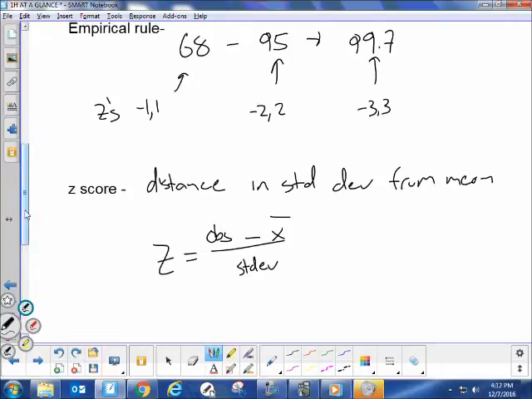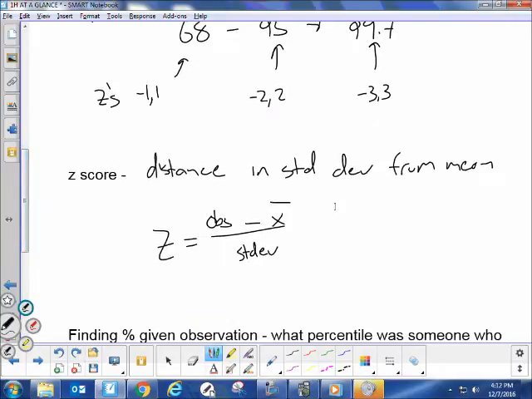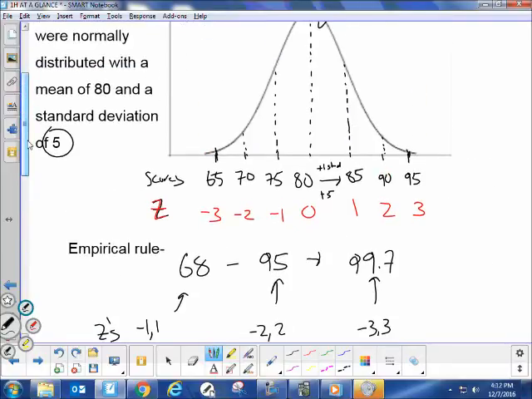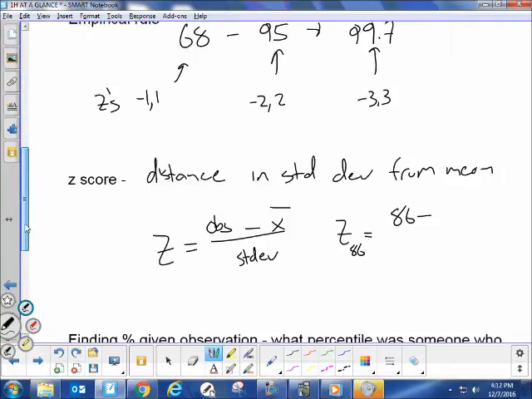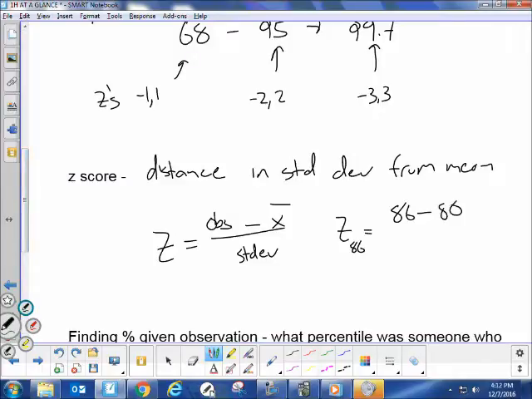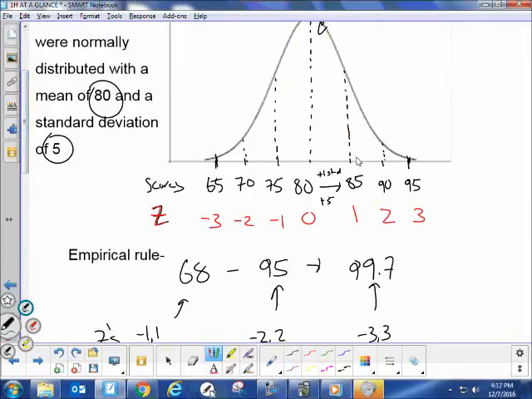Okay? So let's say I have a score of 86. I'll say z of 86. What is that? Well, 86 is my observation. My mean is 80. My standard deviation is 5. So 86 minus 80 over 5 becomes 6/5, which is 1.2. So if I had a score of 86, that would be 1.2 standard deviations away from the mean.